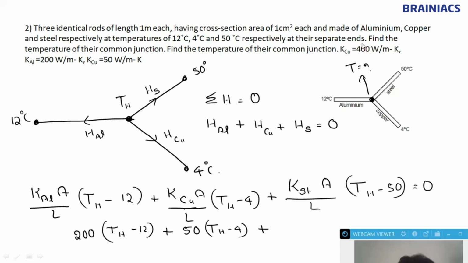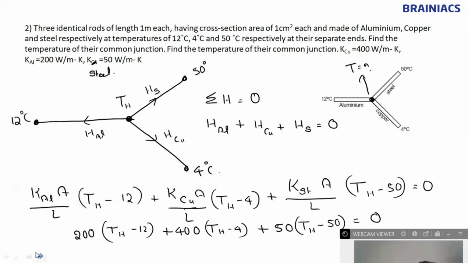For, okay, this one is steel actually. This 50 is for steel. Here you can make this correction. This is actually steel. So here 50, here I shall correct it as 400. This is 400, and for steel we will give 50 into Th minus 50. This is equal to 0.